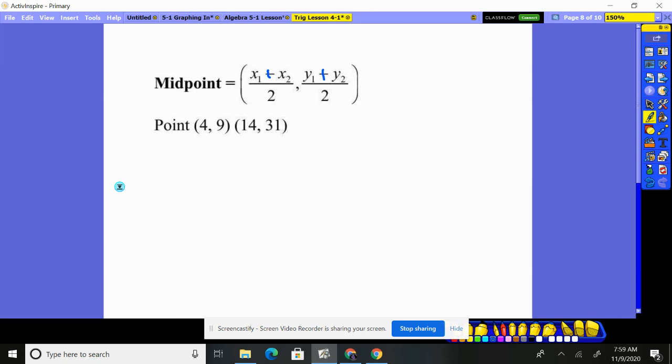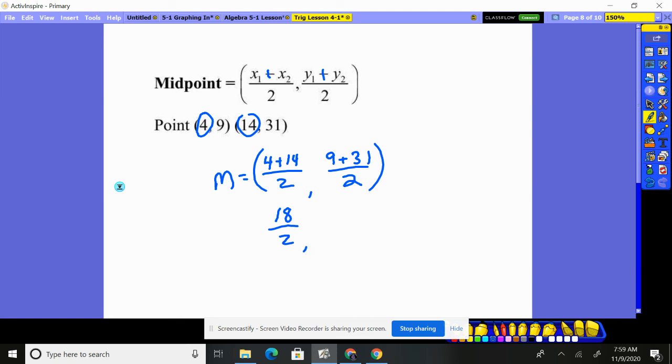So let's find the midpoint of (4, 9) and (14, 31). We don't have a picture, so it's not as easy to find, but yeah, it is. Add your x's together, 4 plus 14, and then divide by 2. So you're finding the middle of your x's. Then add your y's together, 9 and 31, and divide by 2. So I have 18 divided by 2. That'll give me the middle of the x's. 40 divided by 2, that'll give me the middle of the y's, and it gives me the midpoint of the entire thing. And there you have how to find the midpoint.